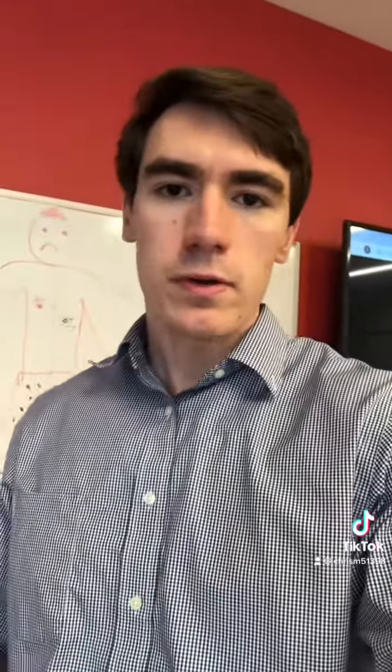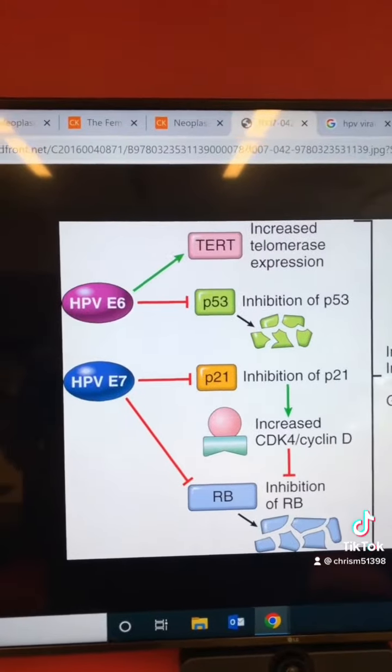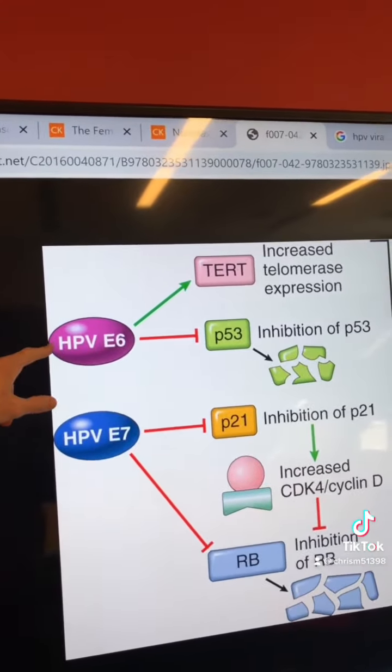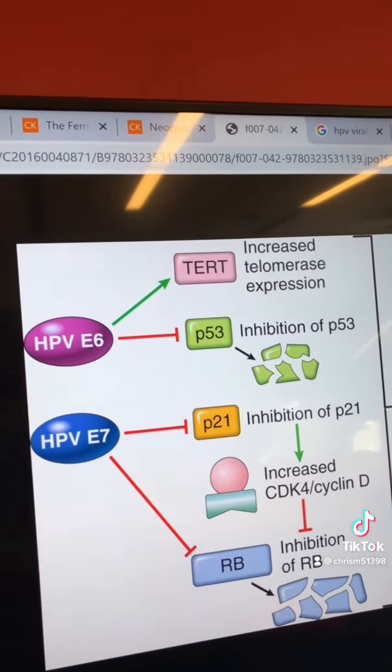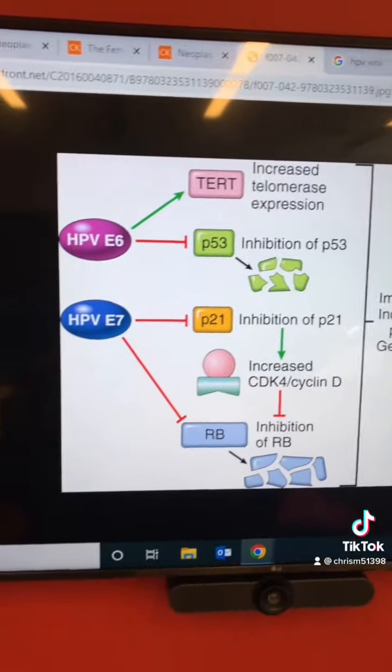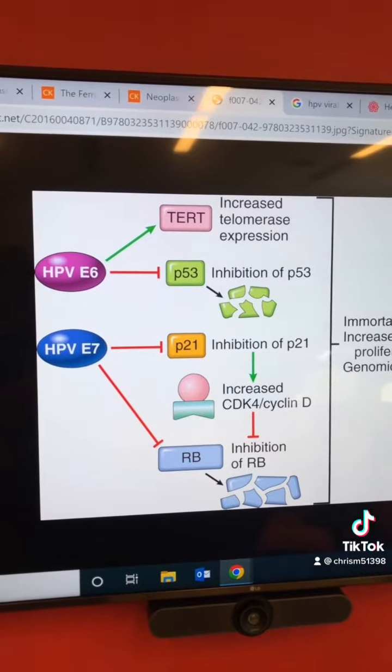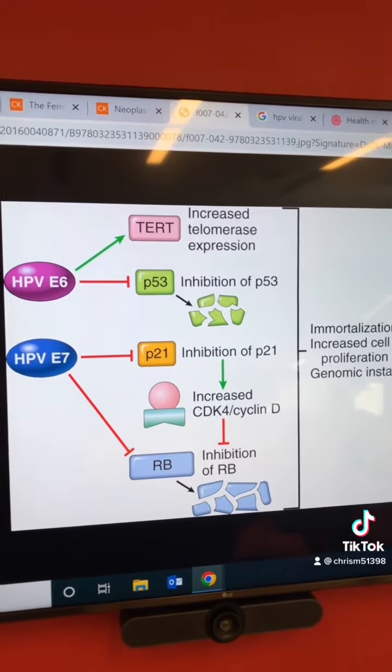This is because these oncogenic proteins degrade what we call our tumor suppressors. These are proteins within our body that are supposed to prevent cancer. Let's take a look at this diagram. Over here we have HPV proteins E6 and E7. E6 and E7 are special proteins that have the ability to degrade the tumor suppressors within our cells.